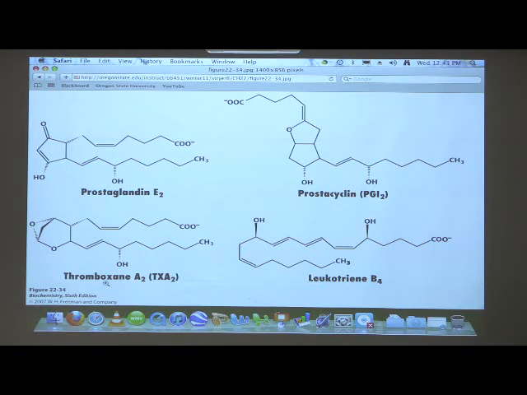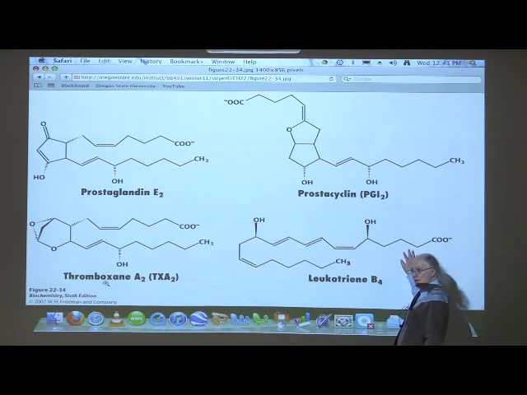Okay? Thromboxane is made from prostaglandins, and so you can see, not surprisingly, that thromboxane would have a ring, and it would have at least one oxygen. You can see it's been altered out here, but it has at least one oxygen out in the ring. Prostacyclins we're not going to talk about. Leukotrienes, you recall, are not made from prostaglandins.